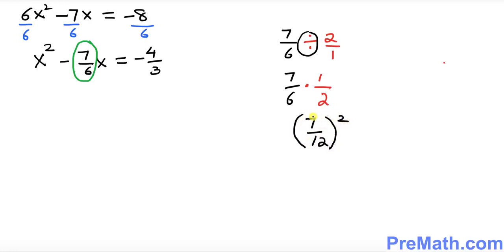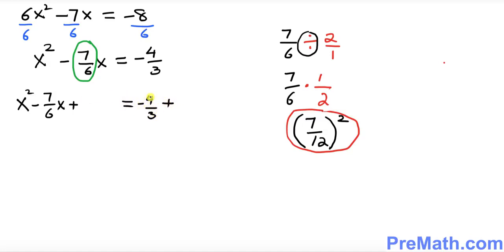This is the number that we're going to add on both sides. Always make sure this is the number that we're going to add on both sides. So let's go ahead and put it down. I'm going to put down x squared minus 7 over 6x plus, and -4 over 3 plus this number we're going to add, which is 7 over 12 squared, and 7 over 12 squared.